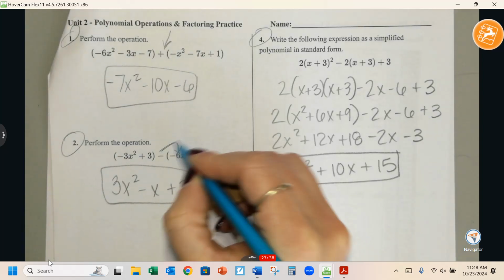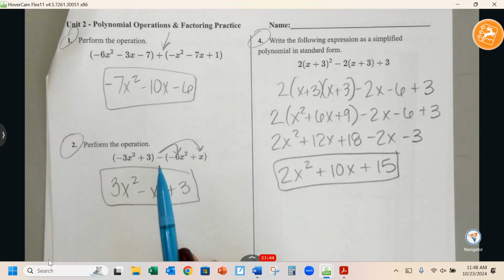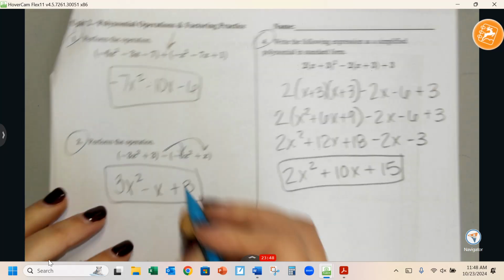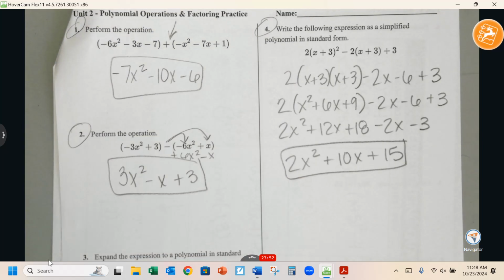When we're asked to subtract, the subtraction sign no longer just means subtraction in math. It means the opposite of. So it's saying the opposite of these combined with those. So we have to distribute that. So we get plus 6x squared minus x. And then any questions on number 4?